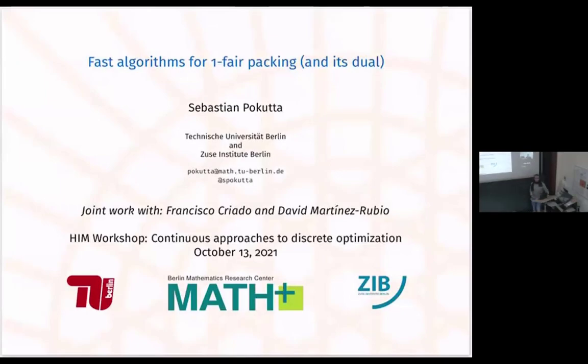So what I would like to talk about today is fast algorithms for the one fair packing problem, and that's joint work with Paco Criado and David Martínez-Rubio.